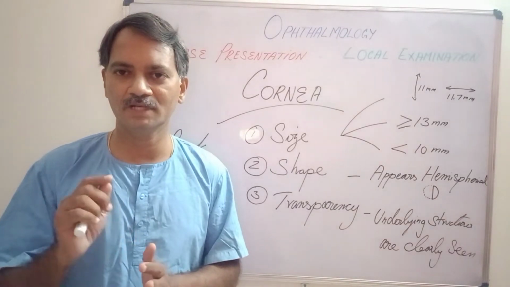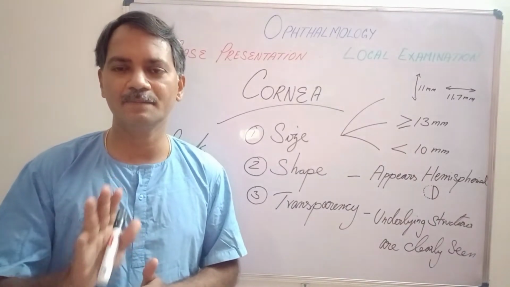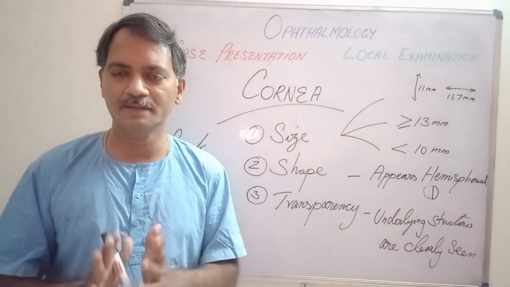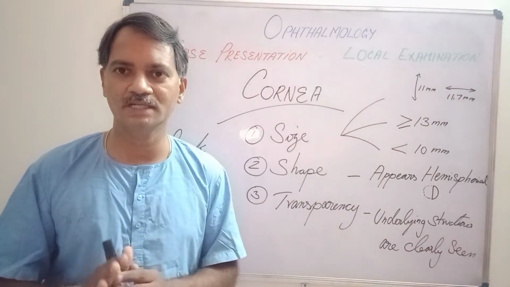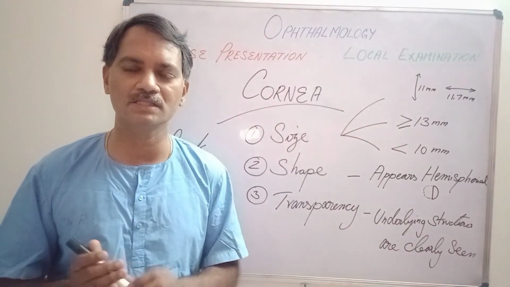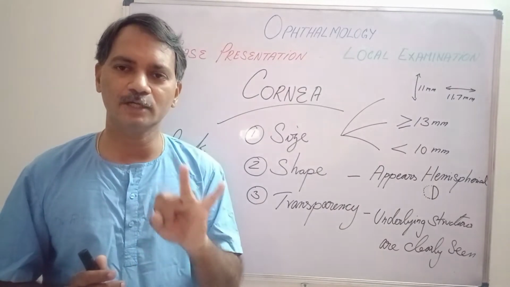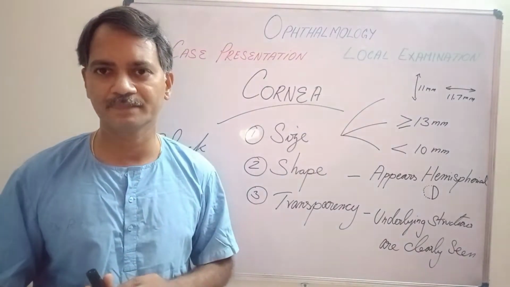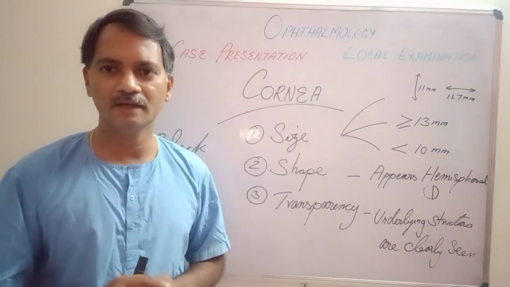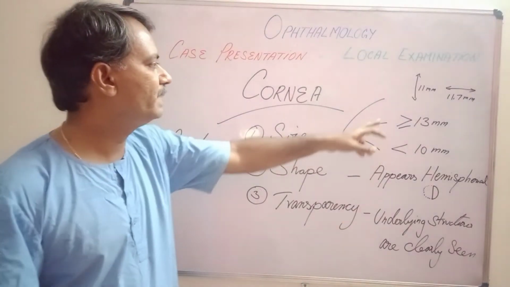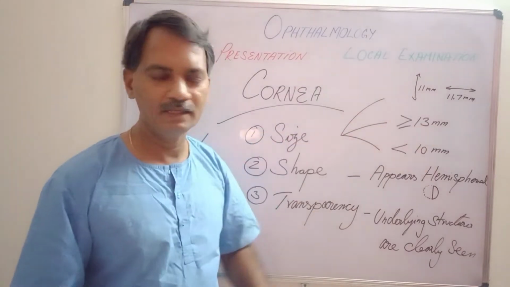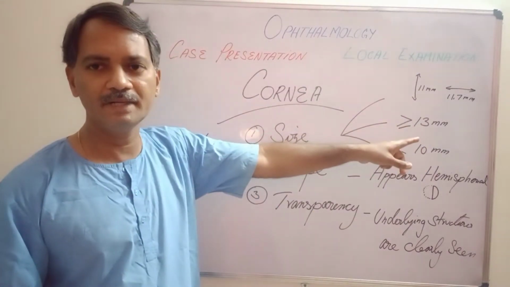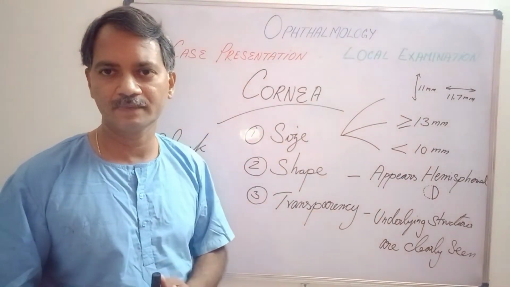Today we are going to discuss the examination of the cornea. In examination of the cornea, we should consider three aspects: one is the size of the cornea, second is the shape of the cornea, and third is the transparency of the cornea. Size of the cornea is 11 millimeters in diameter vertically and 11.7 millimeters in diameter horizontally.